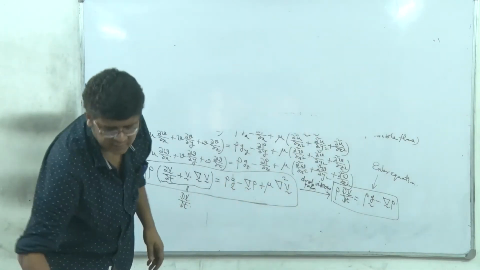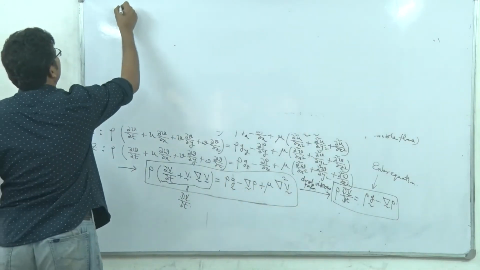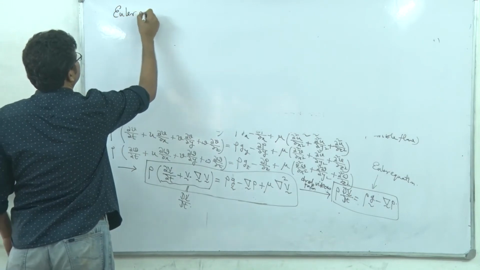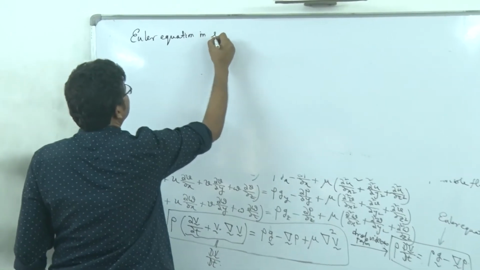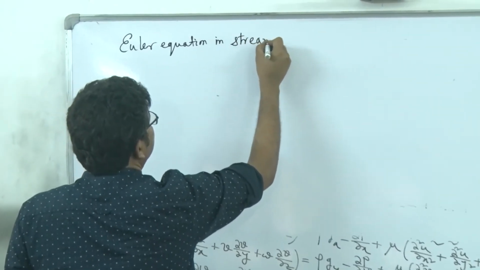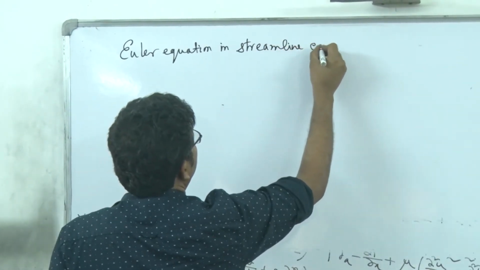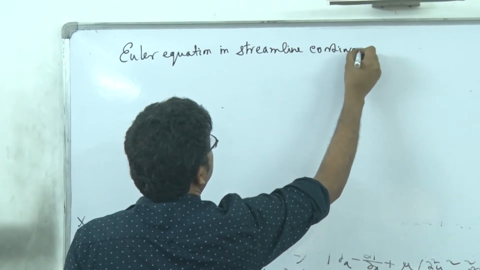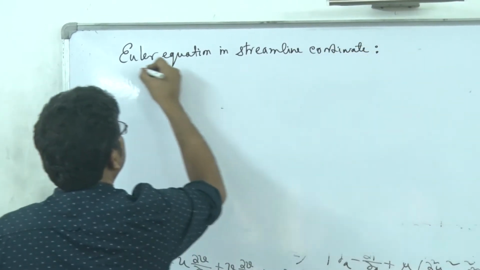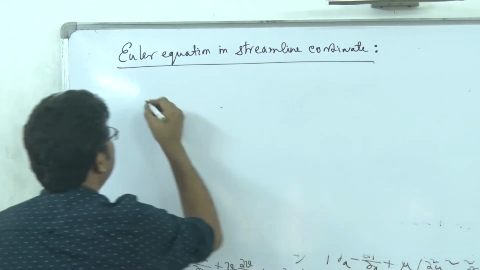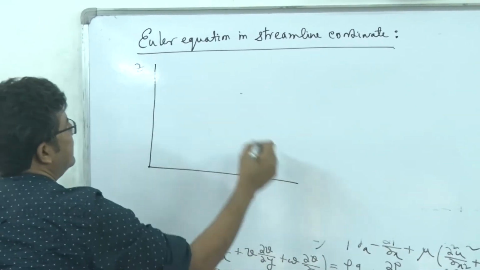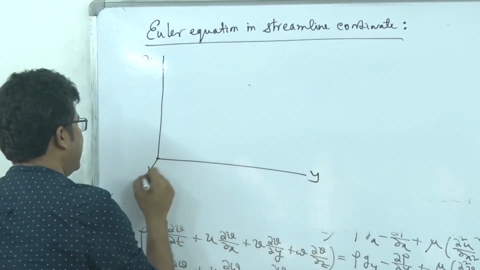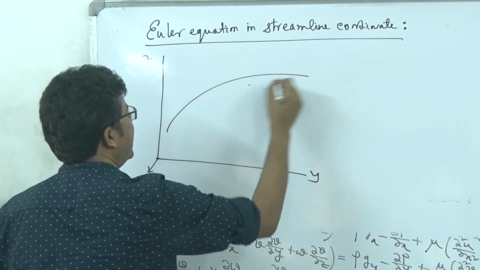So the topic here is Euler equation in streamline coordinate. Right? Then you see what is the streamline coordinate. If I think of this is z, say this is y and this is the x direction, and we have streamlines like this.